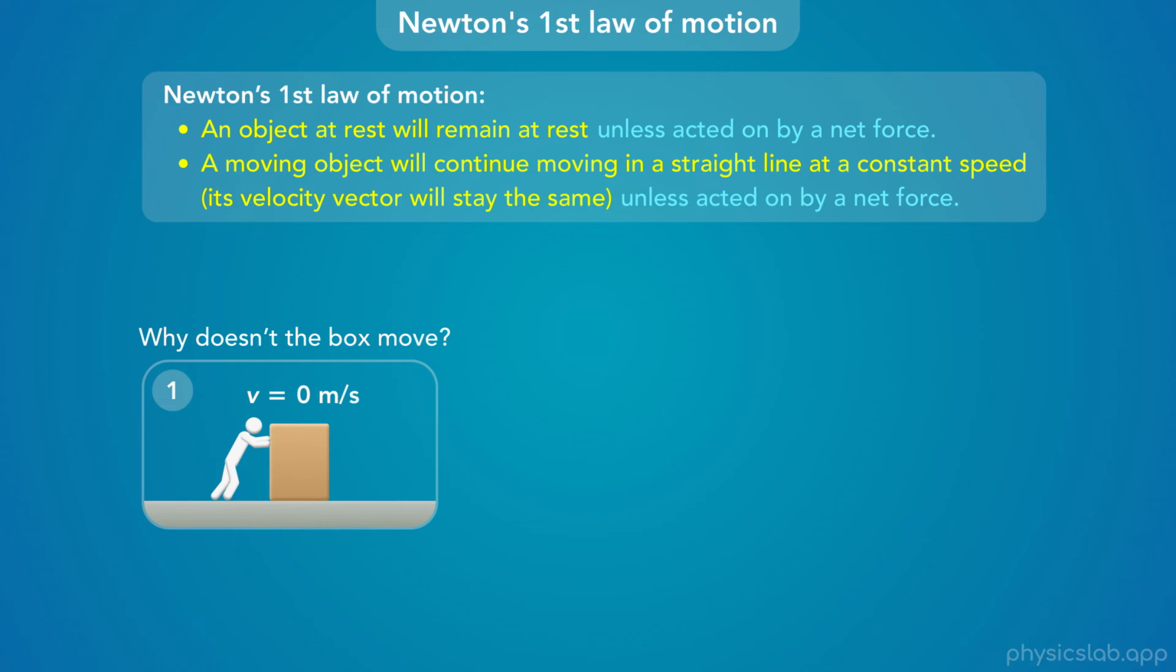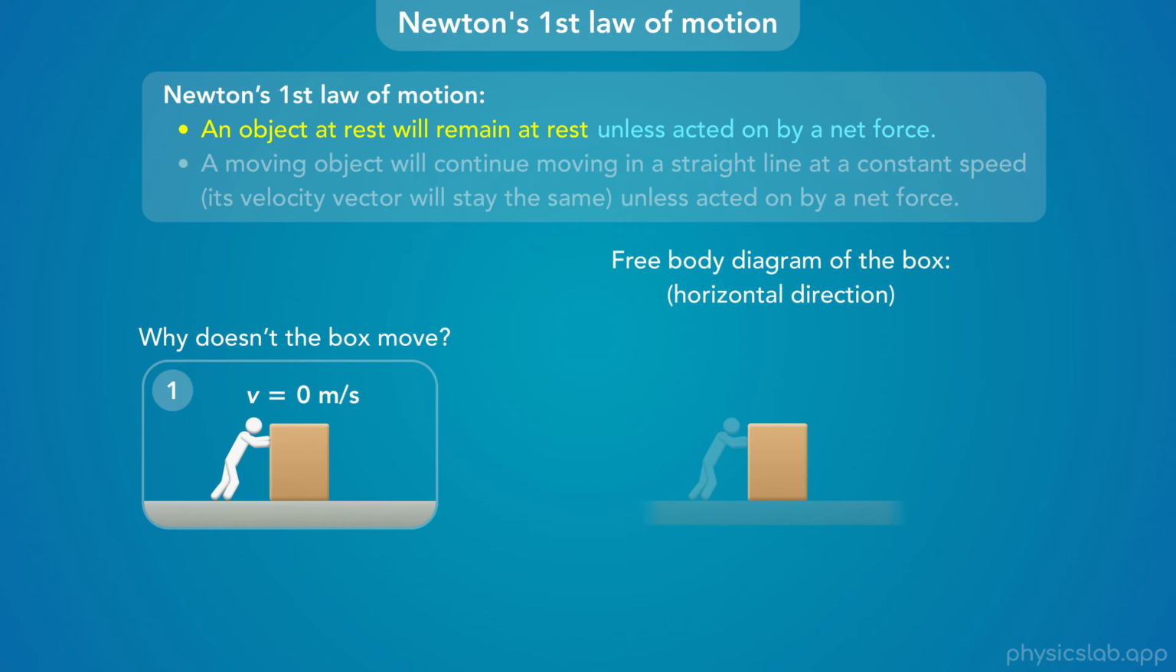So first, if you push on a box and it doesn't move, what's going on? According to Newton's first law, if the box remains at rest, then the net force on the box must be zero. So let's look at a free body diagram of the box and just focus on the horizontal forces. If the person is applying a pushing force to the right, how can the net force be zero? Well, there must be another force with the same magnitude acting to the left.